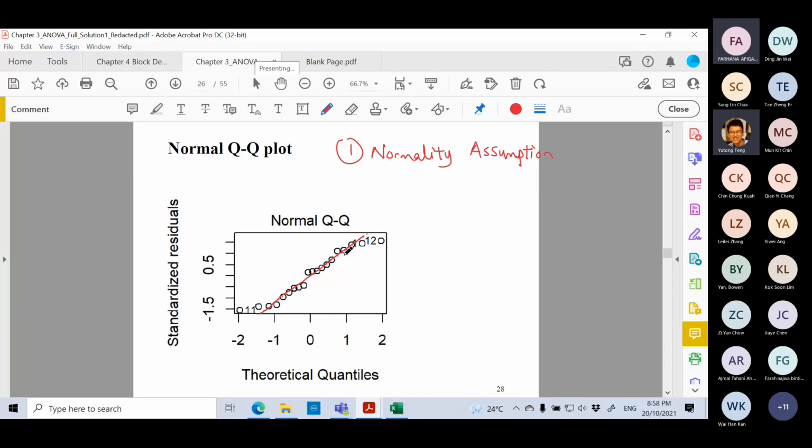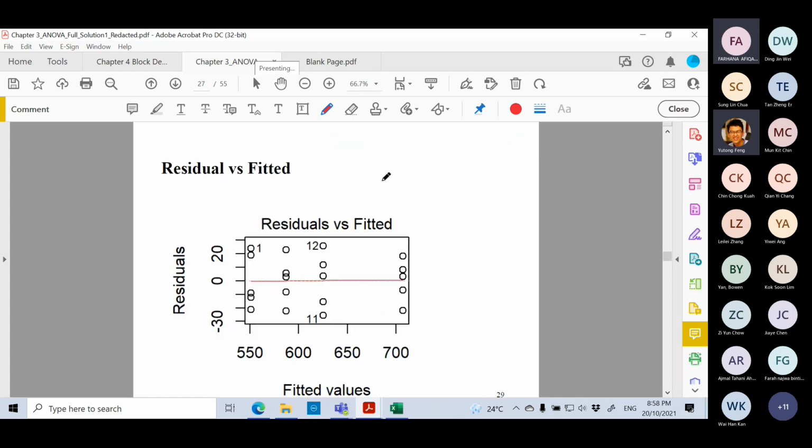If they deviate very much, then it's not the normal distribution. But of course, from the graph, it's very hard for us to see clearly. Then instead of using the normal probability plot, of course, we can use a histogram. We can carry out the goodness of fit test to check whether this assumption is fulfilled or not. Okay, this is the first plot.